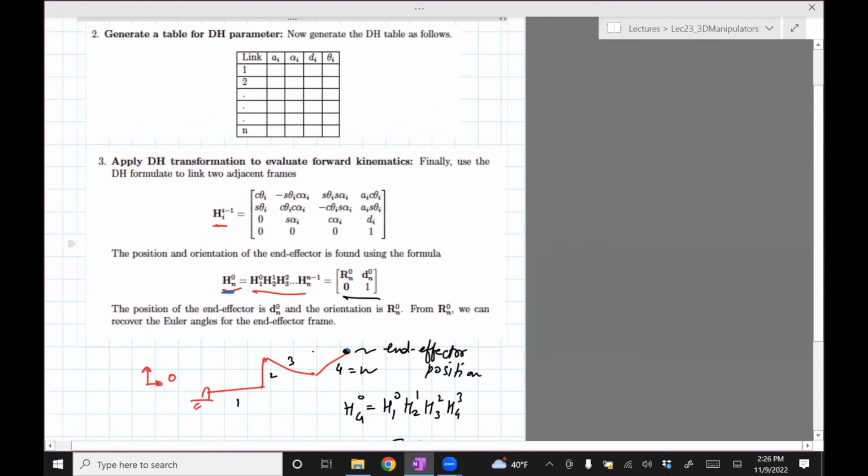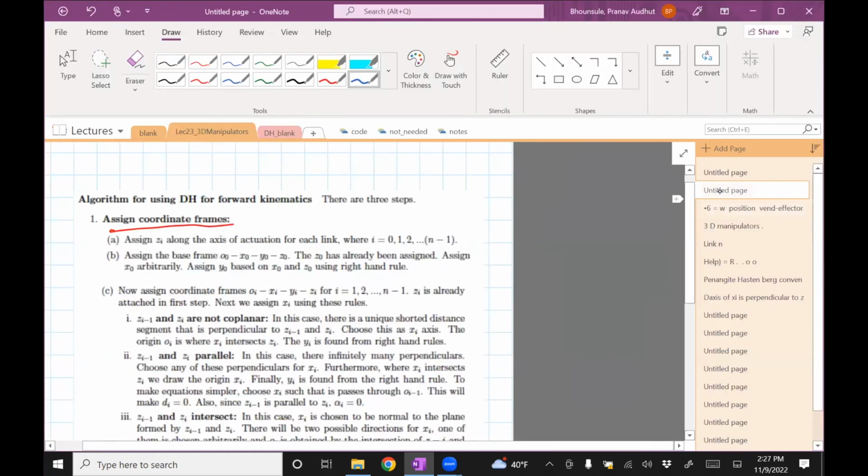How do you get the H matrix? For each link, you'll have one H matrix. So you just have to then multiply them together. Okay, so steps 1 and 2 are kind of the harder ones, and step 3 is pretty much something you can easily do using Python or any programming language. Okay, so let's get into this algorithm, and I'll show you examples, and then for your homework, you basically solve problems based on this.